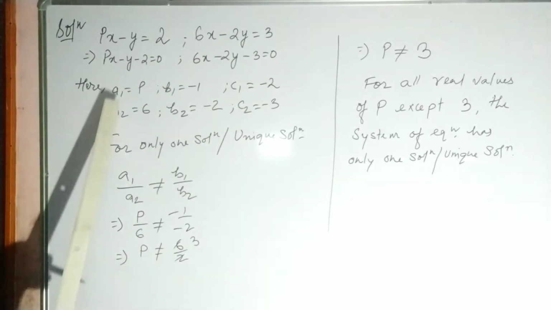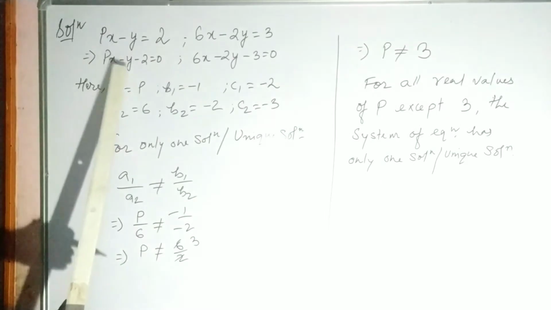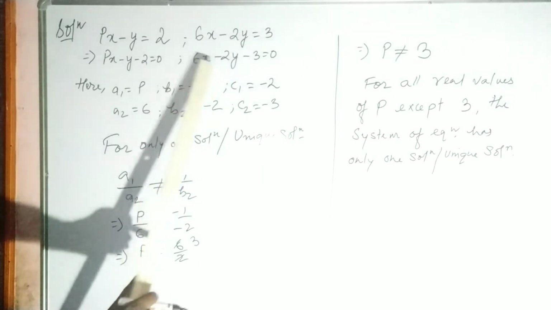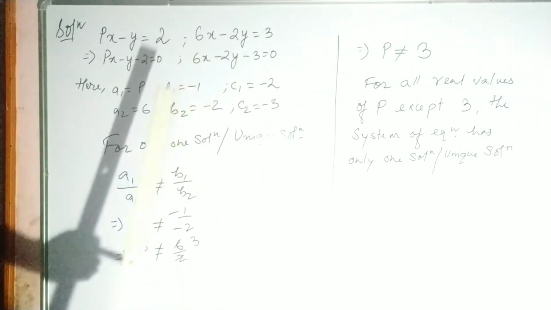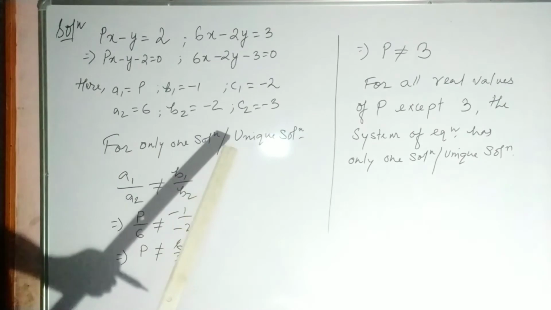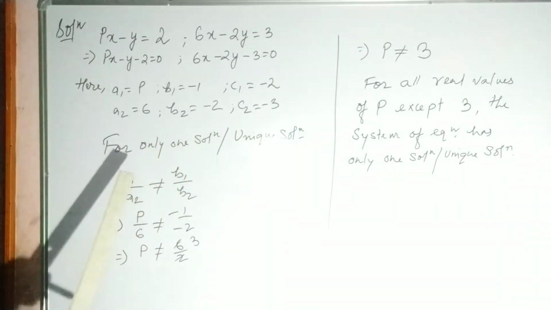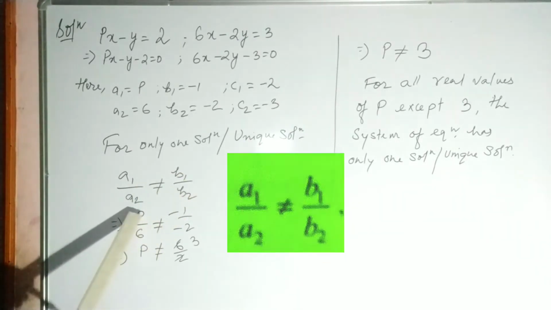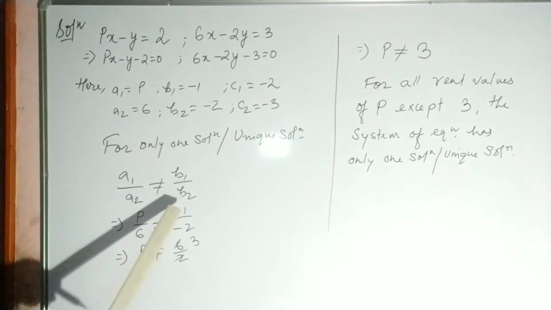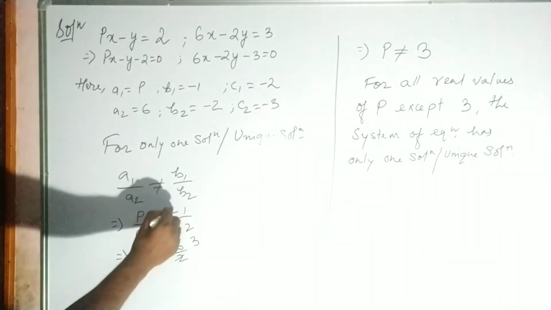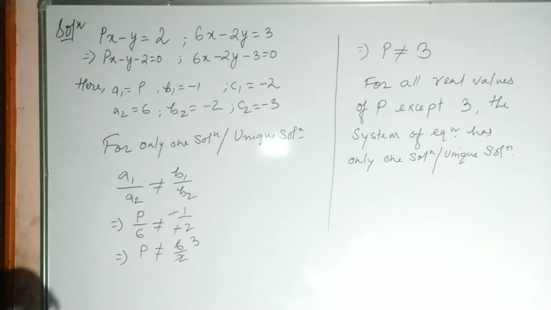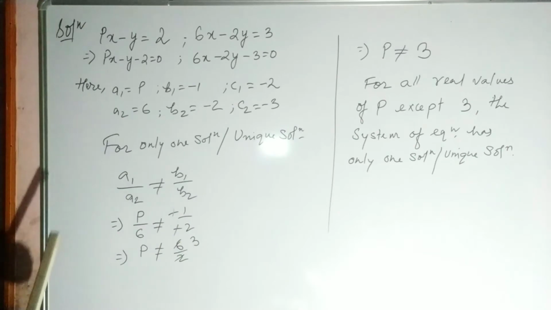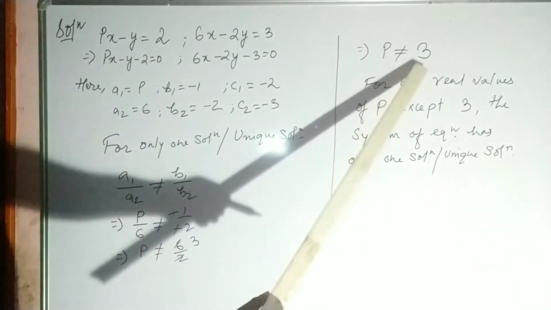We write A1, A2: A1 is p, B1 is minus 1, C1 is minus 2, A2 is 6, B2 is minus 2, C2 is minus 3. For only one solution, or unique solution, we have the formula A1 by A2 not equal to B1 by B2. We put the values: p by 6 not equal to minus 1 by minus 2. We can cancel both the minus signs, and 2 ones are 2, we can cancel it, 2 threes are 6. So we have p not equal to 3.